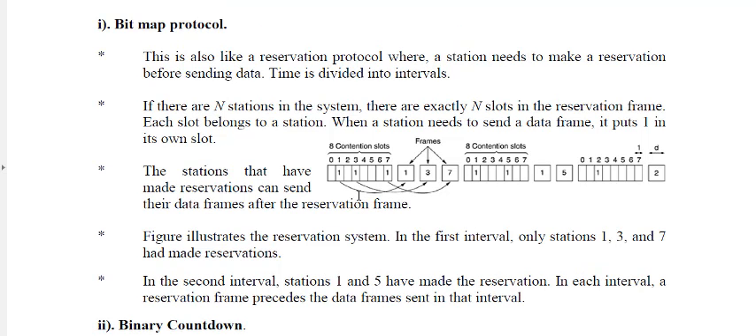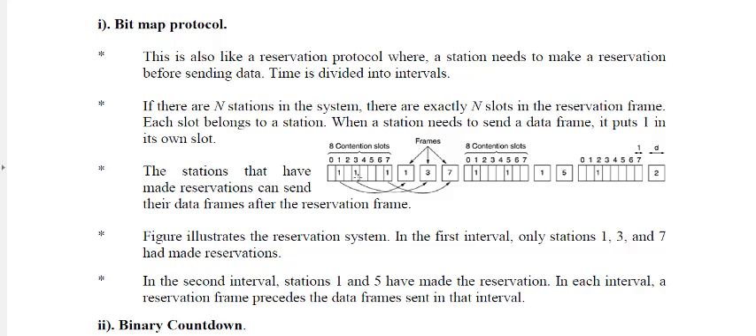The master sends a reservation frame. So if there are 10 stations, this reservation frame contains 10 slots. If there are only 7 stations, it contains only 7 slots. So first this frame is sent. Whenever this frame is moving on, if any station wants to use the bus, it should reserve first.